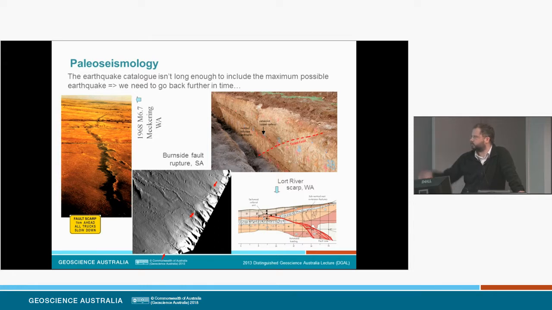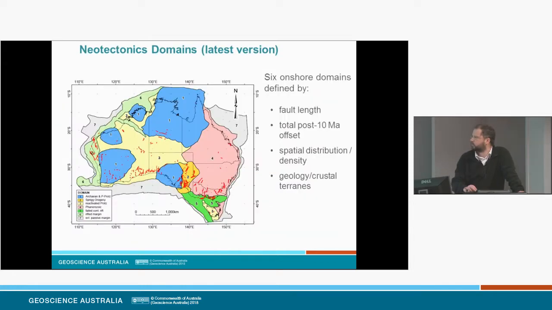And we've done that all over Australia: South Australia, Western Australia, Eastern Australia. Dan Clark's been working on this for about 10 years. Currently he has 300 or so near-point features in the database, indicated by the red lines on this particular figure. And he's classified them into different domains according to their fault length, how much offset they've had, their spatial distribution, density, and the geology and crustal terrains. This work has been presented here before, so I won't talk about it too much. But what we're going to use initially in the earthquake hazard is the fault length, the length of the actual feature we see either in the DEM or in the field.